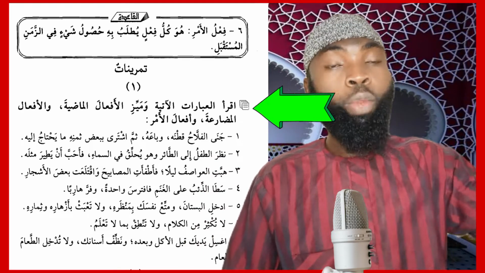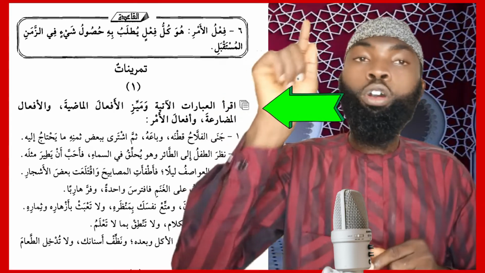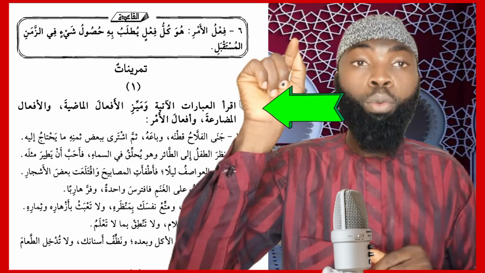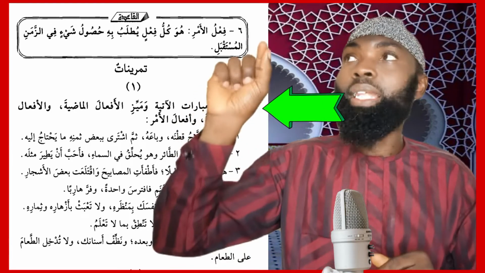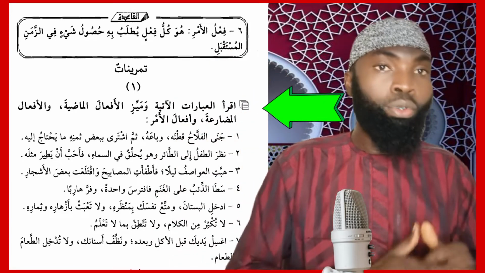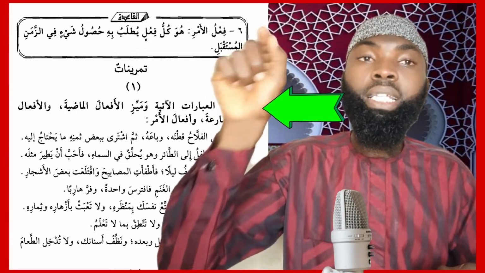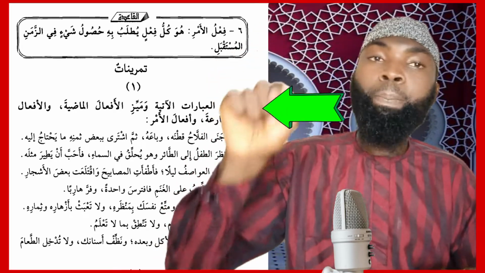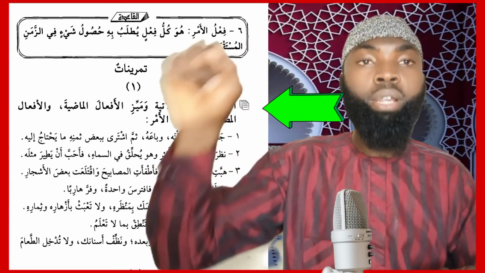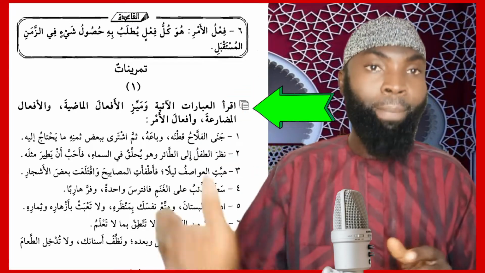On the first column we have the أفعال الماضية, the past tense. On the second column we have the أفعال المضارعة, the present tense. On the last column we have أفعال الأمر, the command tense. So we read through these examples, and whenever we find the past tense, we place it under the أفعال الماضية. Whenever we find the present tense, we place it under the أفعال المضارعة. And whenever we find the command tense, we place it under the أفعال الأمر.